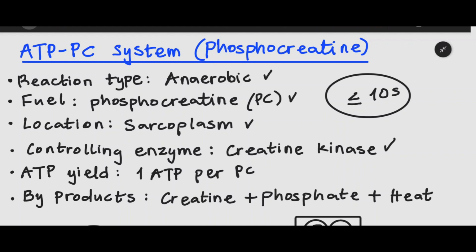The ATP yield is 1 ATP per phosphocreatine, which means for every phosphocreatine molecule that is used in the reaction to resynthesize ADP, there is 1 ATP that is released. And the byproducts are creatine, phosphate, and heat. So nothing that is overly damaging like lactic acid.